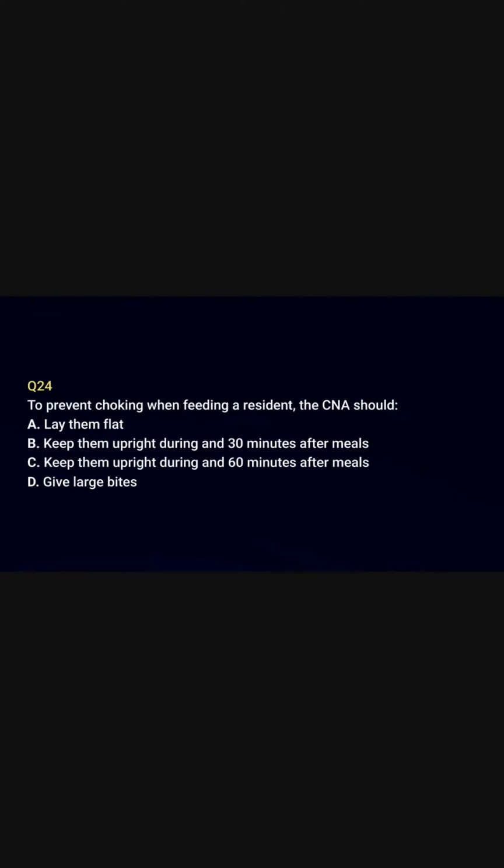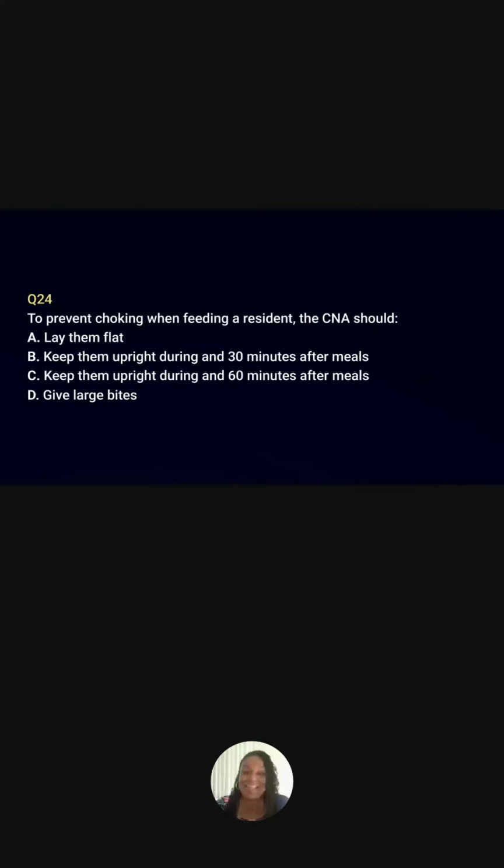Yep, we're torn between B's and C's. That's why I worded it like that, because I want to make sure that you know that I know that you know. It's only 30 minutes, you all. Don't sit them up for 60 minutes. Look, they're already mad at you because you didn't have them sit up during the meal, and keeping them up for a prolonged amount of time is too much. So 30 minutes is sufficient to help prevent aspiration.